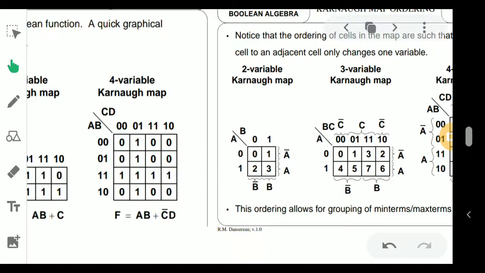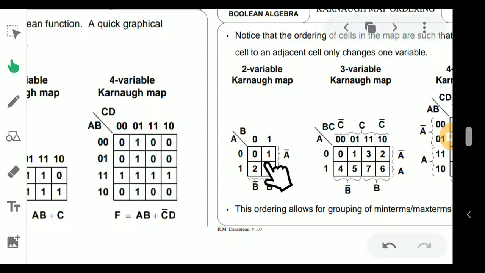In case of the third variable, what do 0 0, 0 1 represent? 0 represents A bar, 1 represents A, and 0 0 represents B bar C bar, and this one is B bar C only. And here B C and B C bar. 0 0 means all bar, B bar C bar. 0 means B bar, then 1 means C, and next B means 1, C means this is the term BC, and this one is the term BC bar. So in this way I am writing.